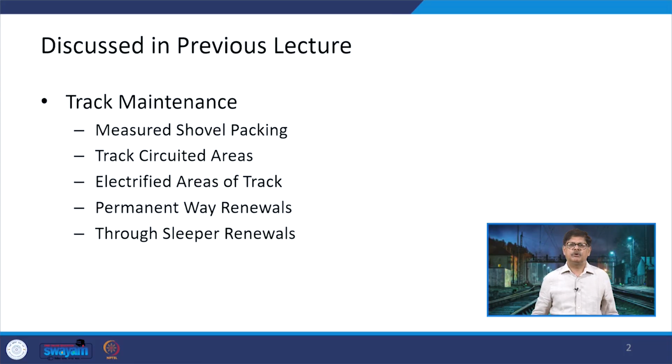If you remember, in the previous lecture we talked about the various types of maintenance practices which are to be taken up in the case of circuited or non-circuited tracks. We discussed the measured shovel packing. We talked about the various precautions which need to be taken in the case of circuited areas or the electrified areas of the track.